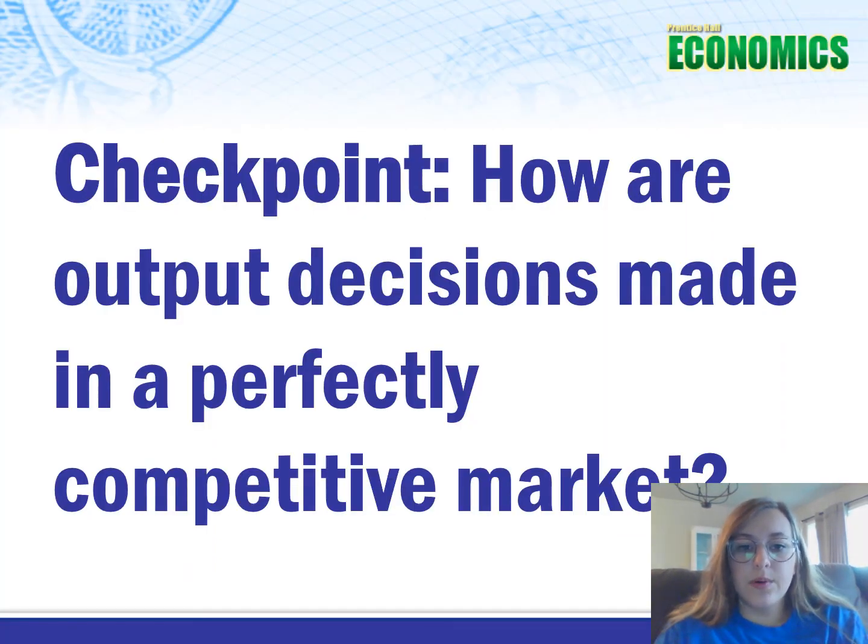How are output decisions made in perfect competition? Since no supplier in a perfectly competitive market can influence price, producers will make their output decisions based on how to use their resources most efficiently. So the answer is based on a producer's most efficient use of resources.